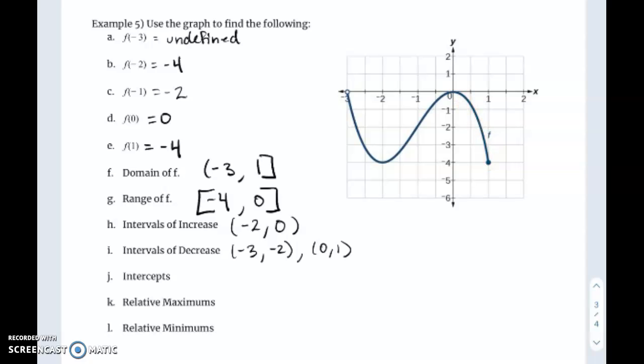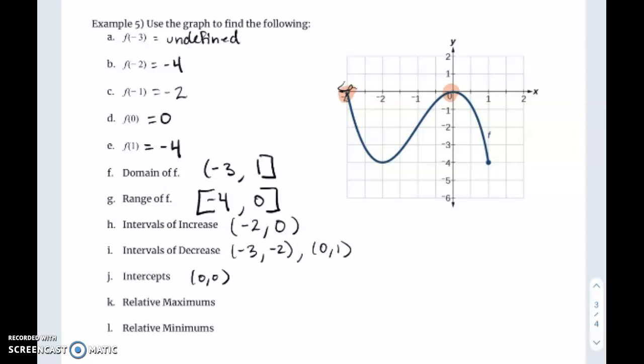All right, intercepts. So that would be x-intercepts and y-intercepts. -3 would be an intercept, but it's not filled in, so it's not actually crossing. (0, 0) is your x and your y-intercept, and that seems to be the only one that is touching the x and y axis, and filled in. So (0, 0).